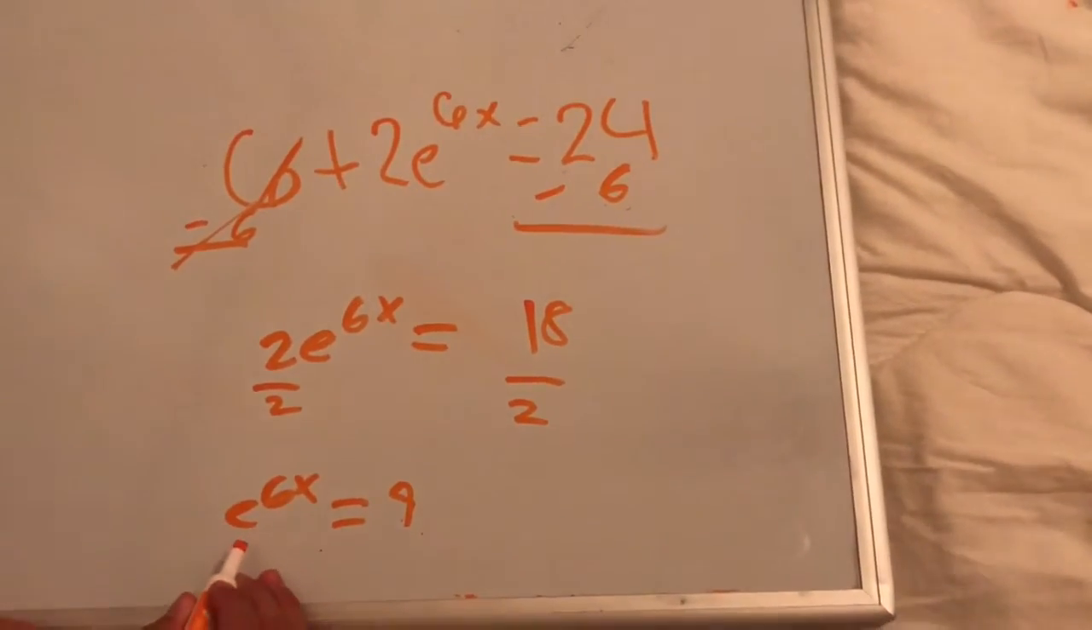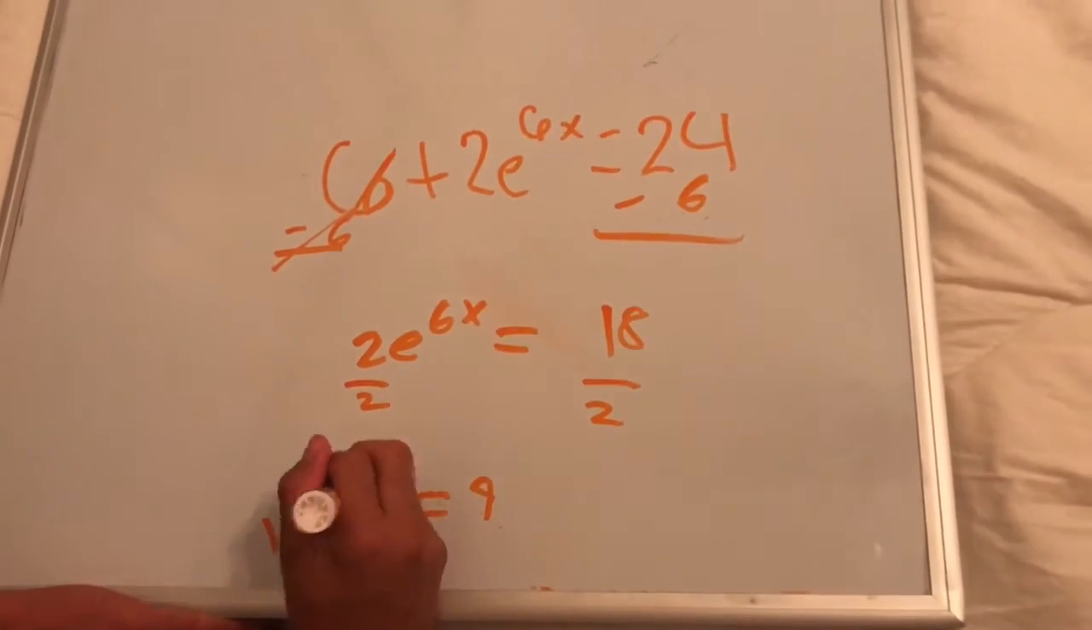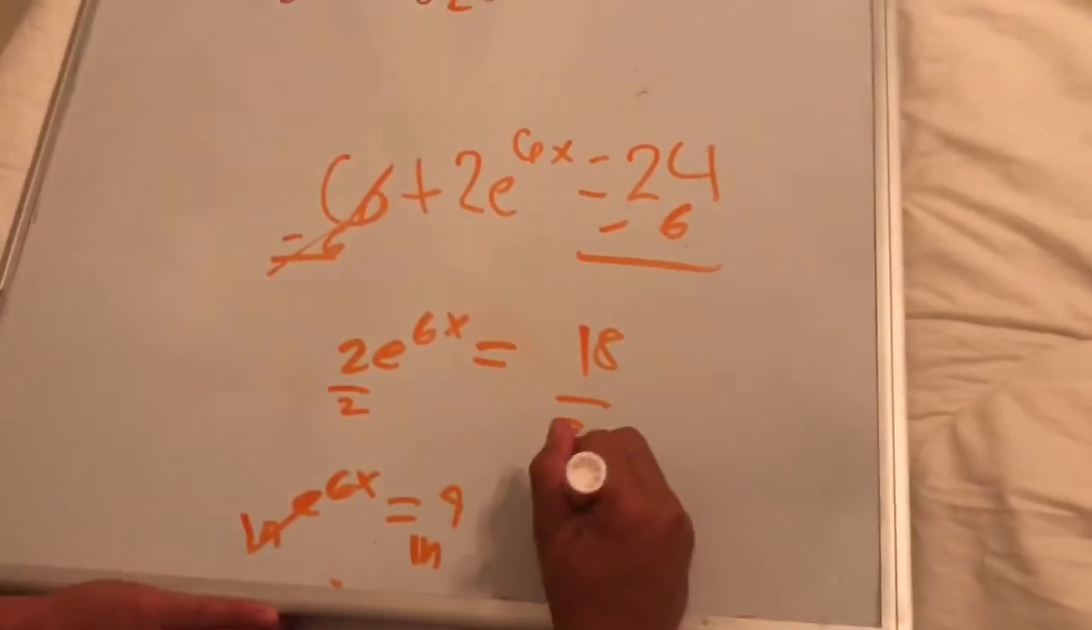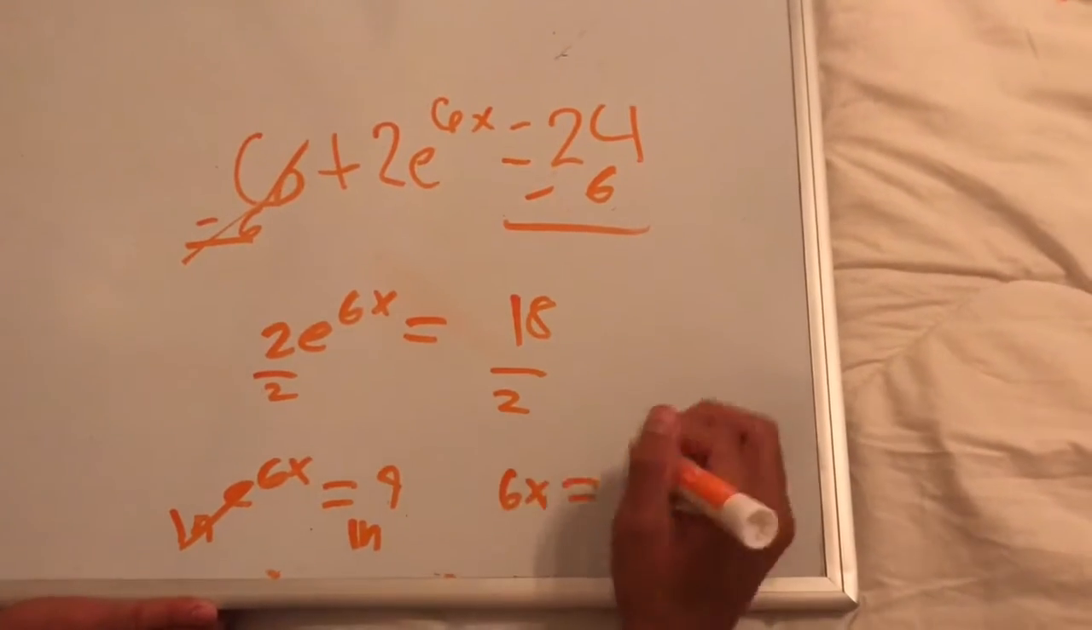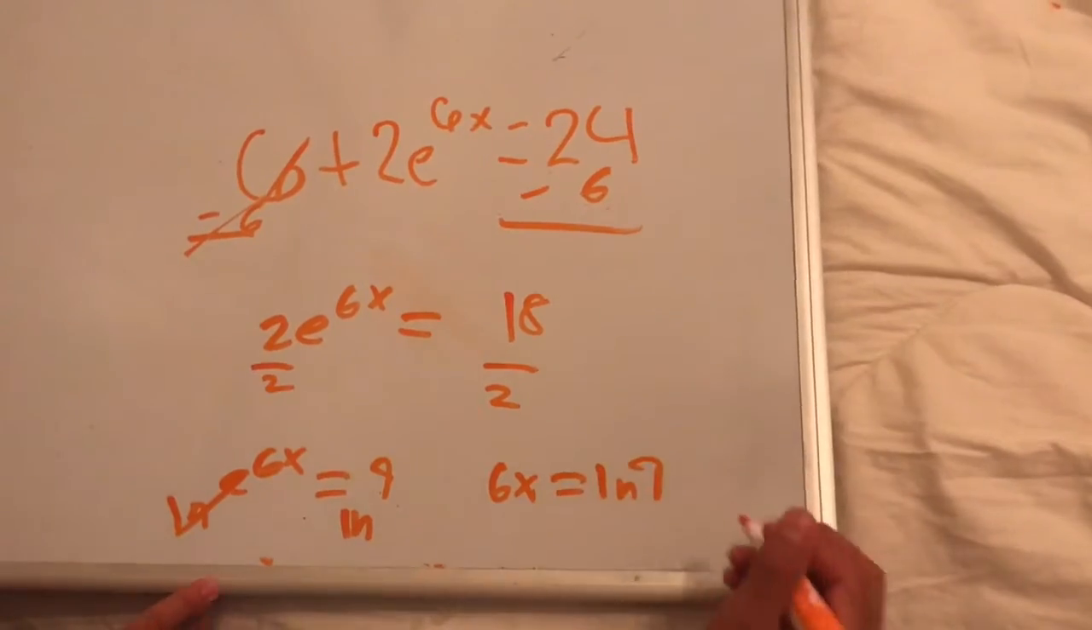Now we need to get rid of our e. So we're going to input a natural log on this side, so it cancels out. Then we're going to do the same to the other side. So then we're going to have 6x equals natural log 9.